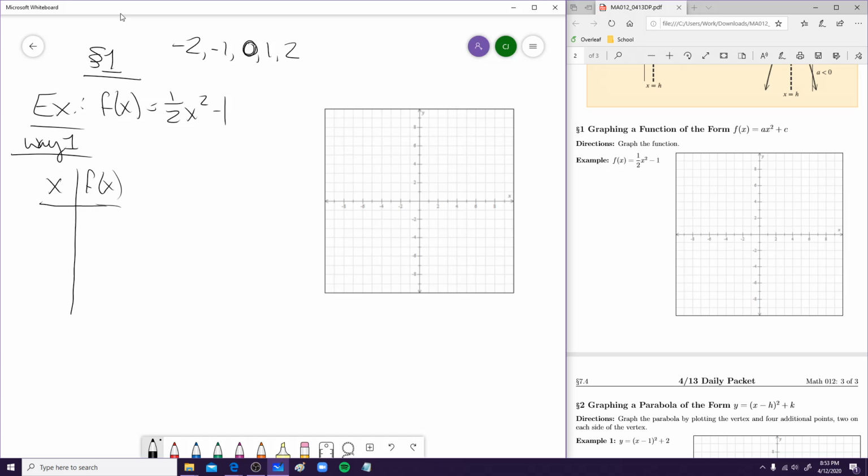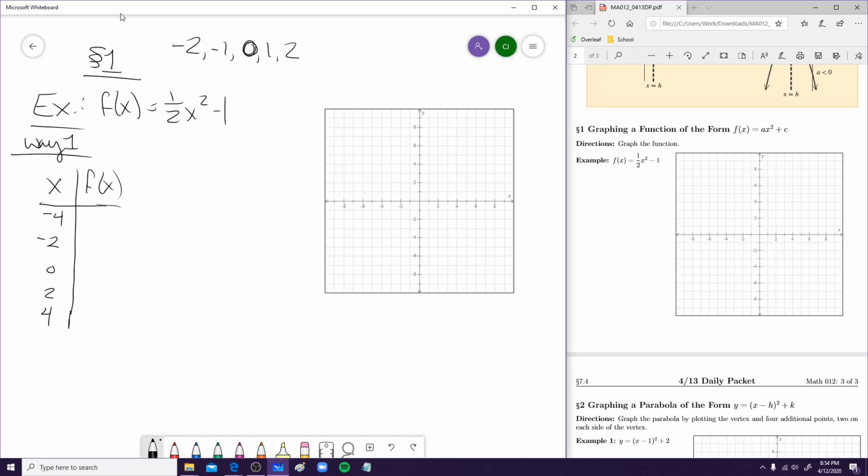Since a is a fraction, what I'm going to do is think of numbers that f of x will give me a whole number. So I'm going to look at this denominator, which is 2, and pick values that are multiples of 2. So I'm going to pick -4, -2, 0, 2, and 4. You can still pick -2 through 2, but you will get fractions. So let's plug these in.